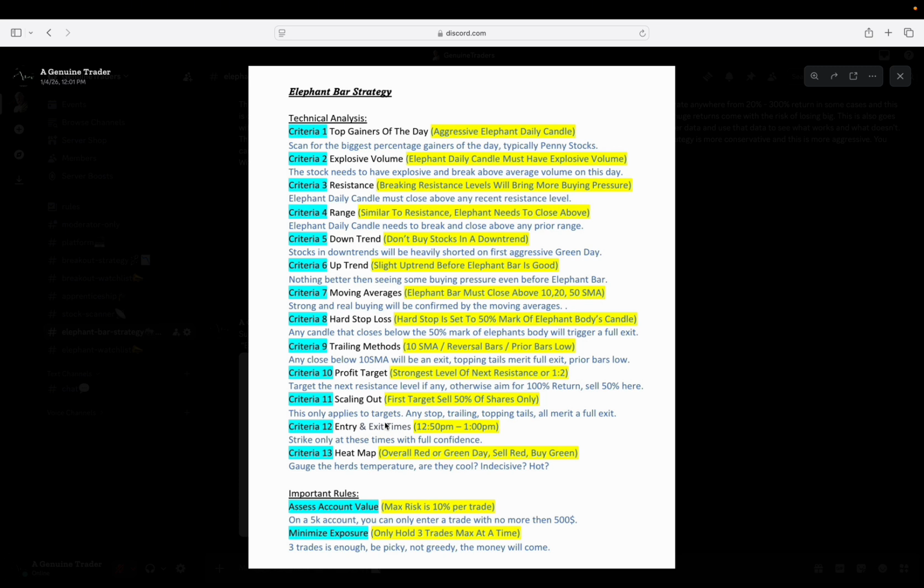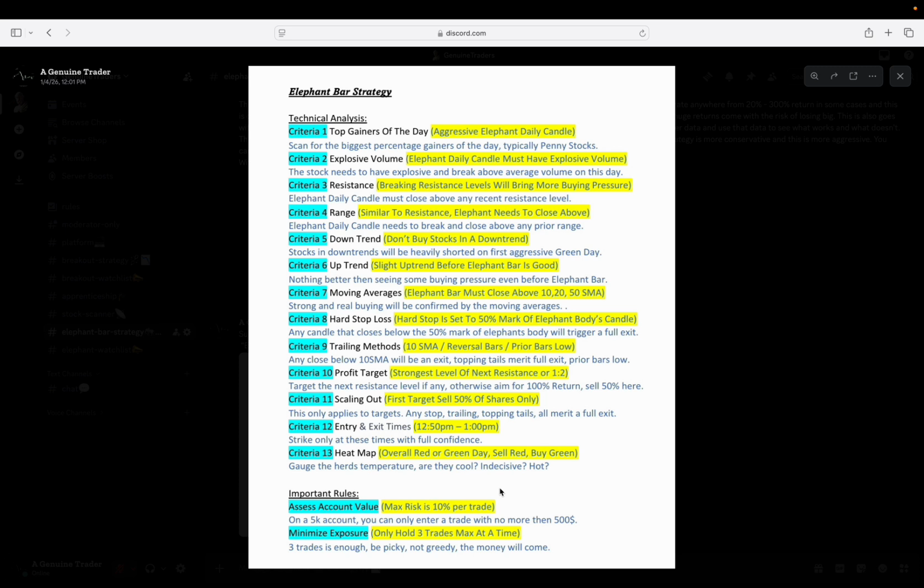Entry and exit times, only 10 minutes before the market closes, so I am entering these stocks ideally in the last 5 minutes of the day, but since I do run a Discord and I do give out my trades as soon as I take them, I tend to take them a little bit earlier, a little bit before the 12:55 mark. The heat map, this is something I don't use, but I probably will use as I gather data. Again, this is something that will probably be considered and be used as my system matures.